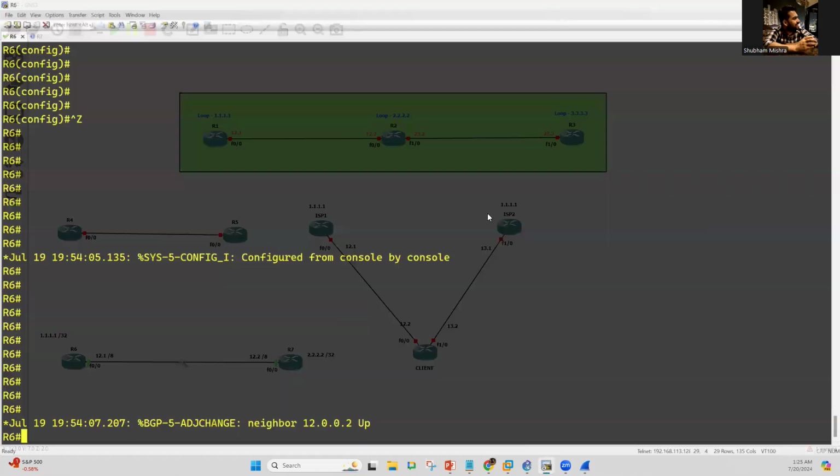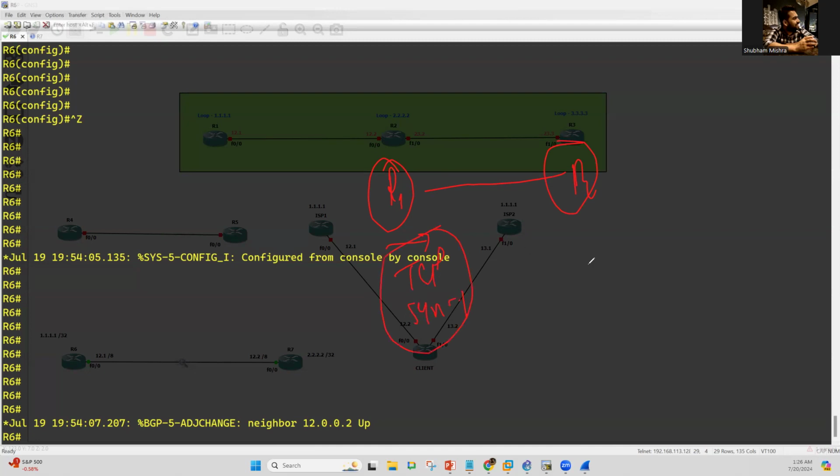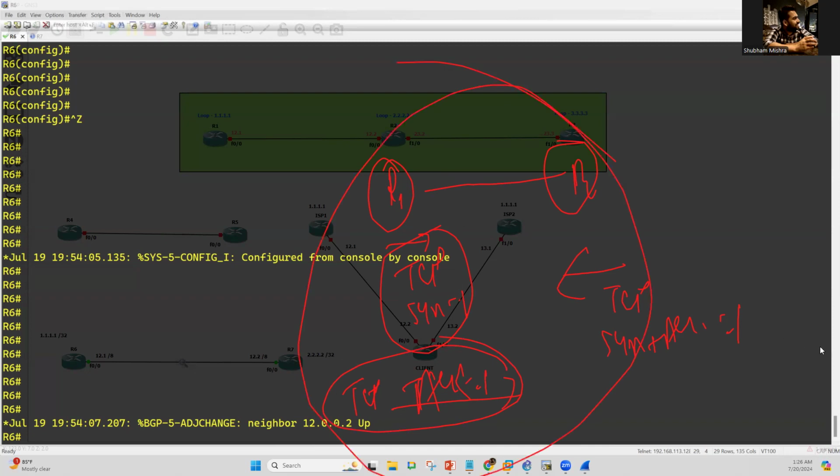So actually what will happen? R1, R2. Let's suppose R1 is initiating. It initiates the TCP packet, and in the TCP the SYN bit will be on. R2 sends the TCP packet, and in it SYN plus ACK both will be on. And third, R1 generates the TCP packet in which the acknowledgement bit will be on. So this is the process that happens.